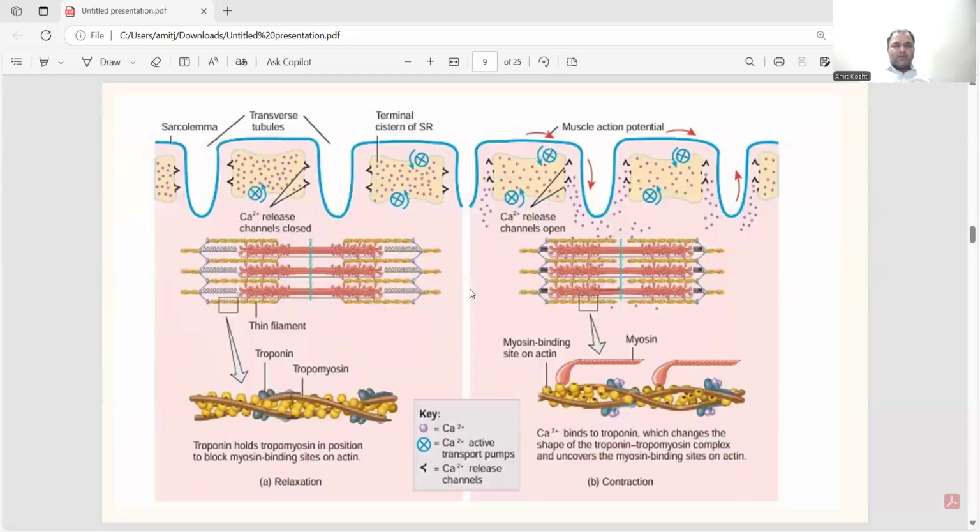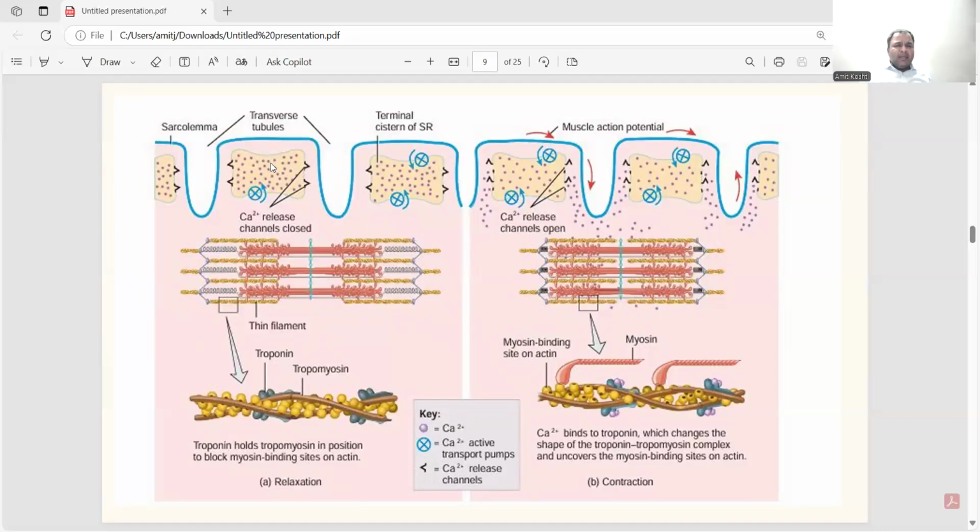Now, this diagram shows the relaxation state. When there is no signal from the neurons, there is a relaxed state, and there is no more calcium available. All the calcium is removed from the cytosol through calcium active transport and goes back into the sarcoplasmic reticulum, which is a tank that stores the calcium ions. So through this channel, calcium will move in, and for that there is calcium active transport that brings the calcium back into the pool inside the sarcoplasmic reticulum.